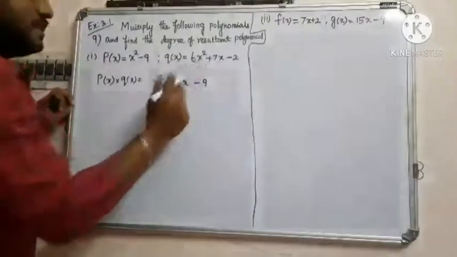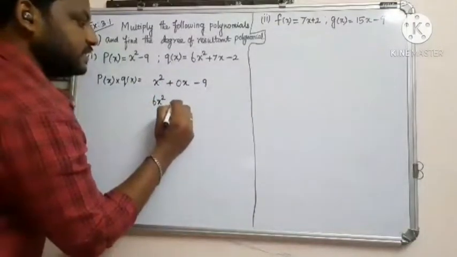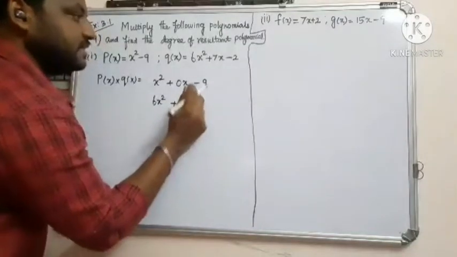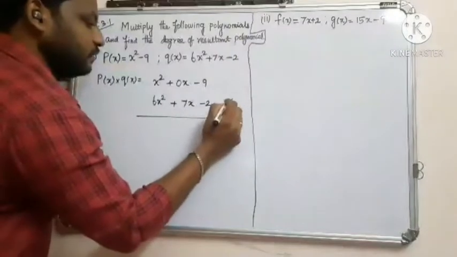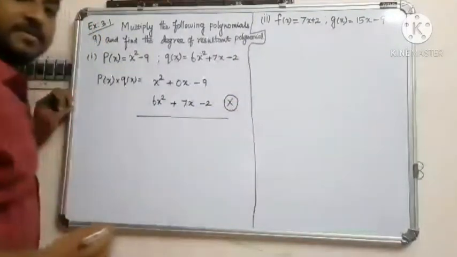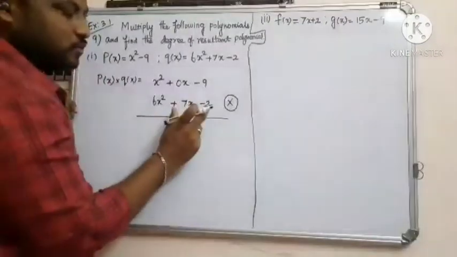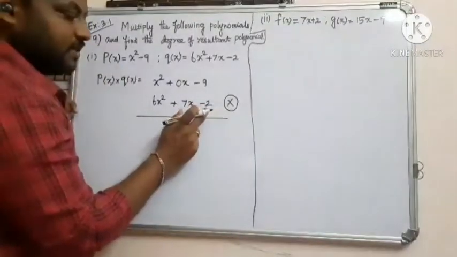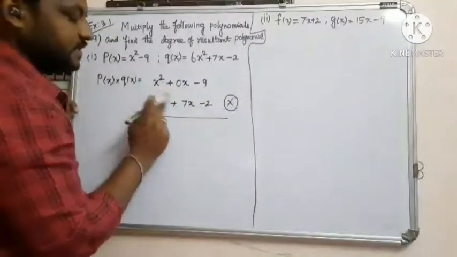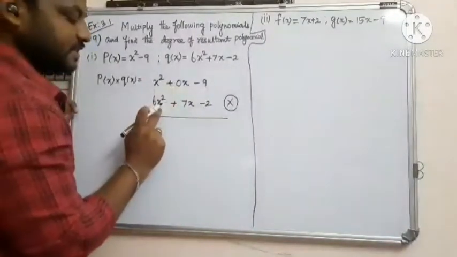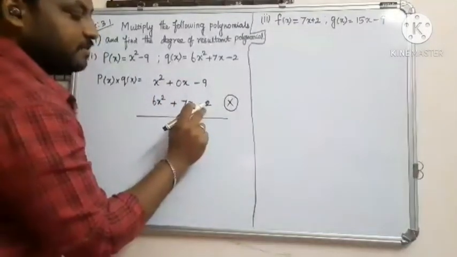And then what is Q of x? 6x square plus 7x minus 2. Now we have to multiply these two. First of all, do it as a normal multiplication. First multiply with minus 2 with all the terms, then multiply with 7x, then multiply with 6x square. So first we multiply with minus 2.